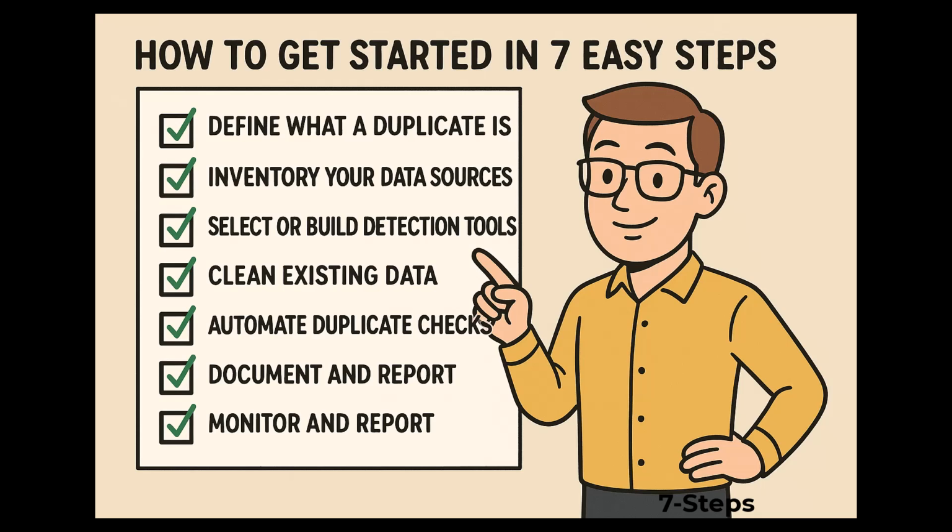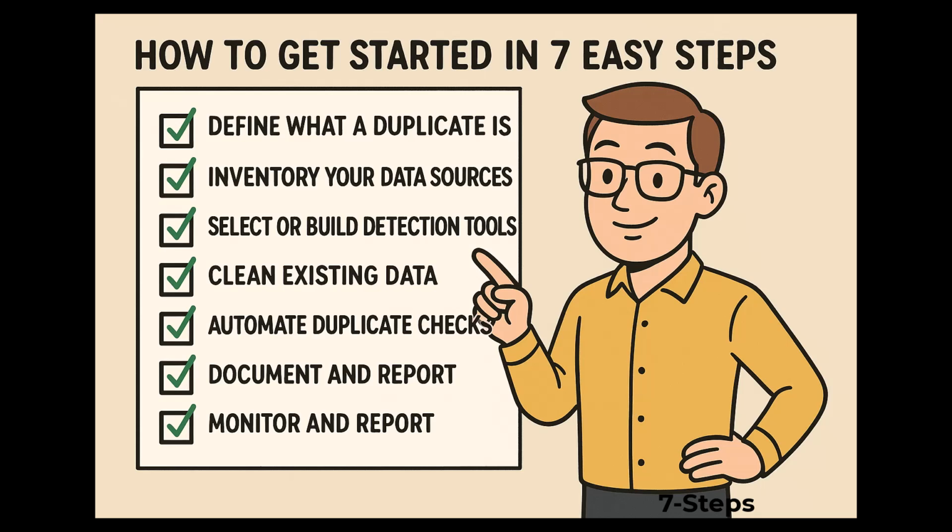Number 2, inventory your data sources. So know where to look, whether that be a database, a spreadsheet, SharePoint list, anywhere that your data lives. So inventory and understand what your data sources are. Step 3, select or build detection tools. And we talked a little bit about Power Automate. You can use Excel, SQL scripts, Power Query. There's lots of options that you can do for detecting and building where those duplicates are.